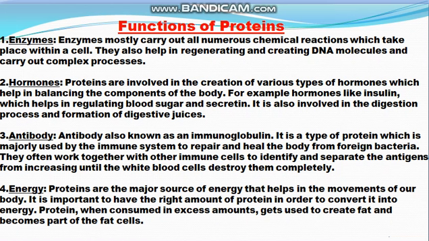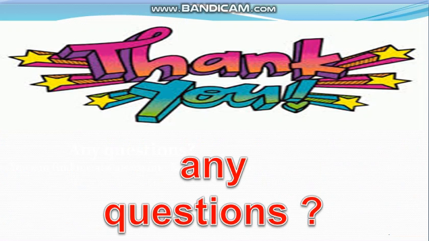So these are the functions of proteins. Enzymes carry out many chemical reactions in our body. Hormones are also very important for our body. Antibodies are also proteins. Then proteins provide us energy. So these are the functions of the proteins, and this is all about proteins.